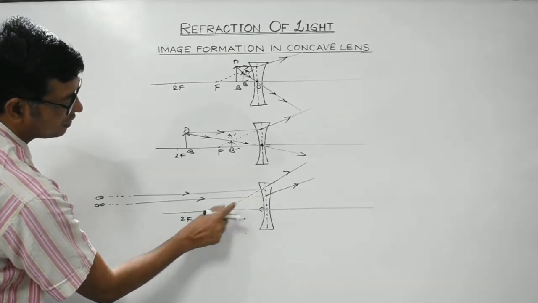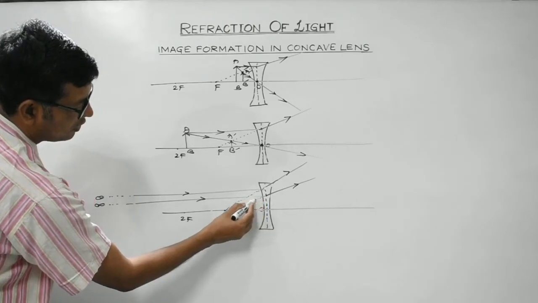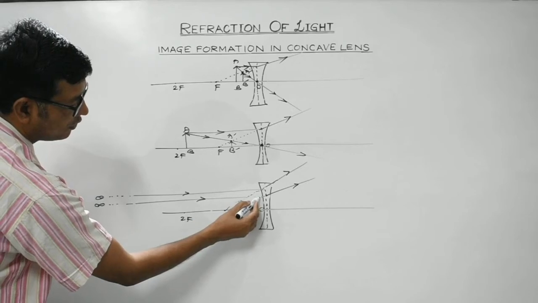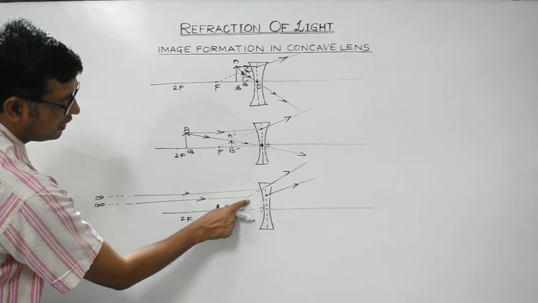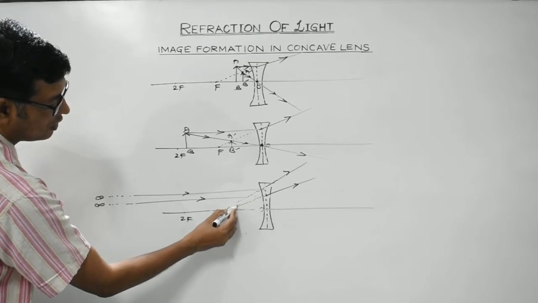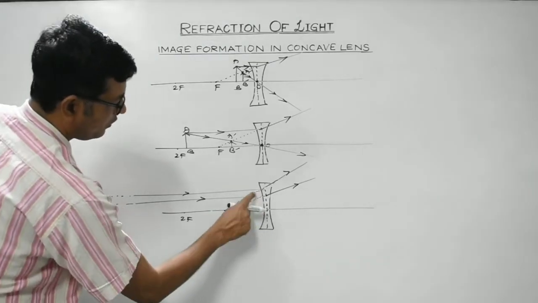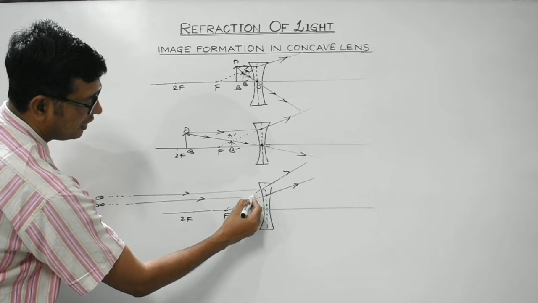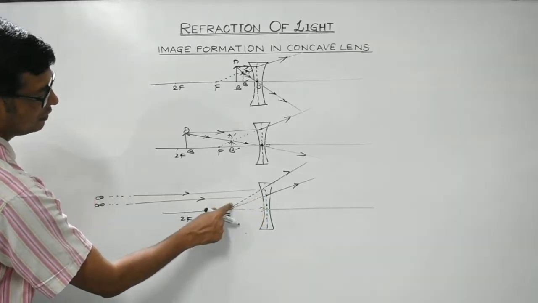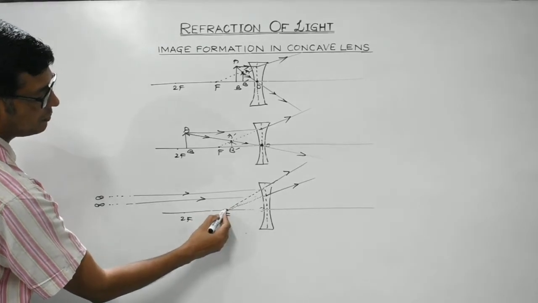the principal focus. So students, it is advisable and preferable for you to make use of ruler and scale. Avoid any freehand diagram. It's like this. So indicate by dotted lines. Okay. So here the point size image will be formed.